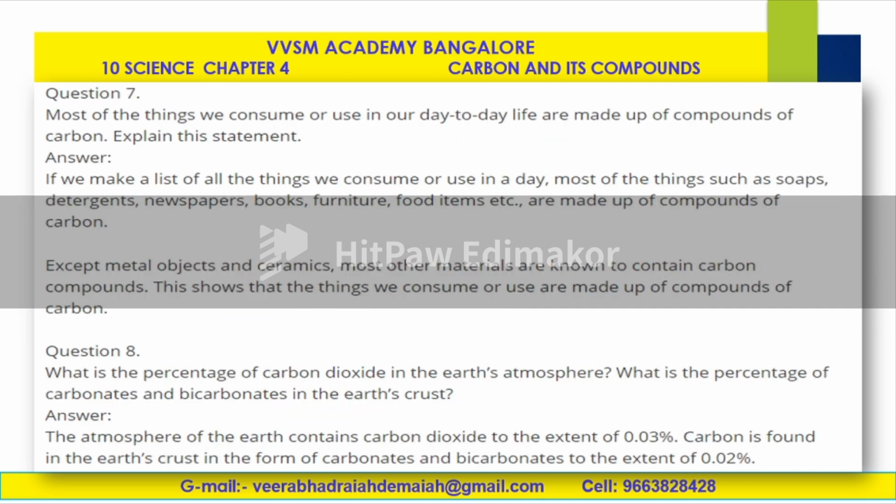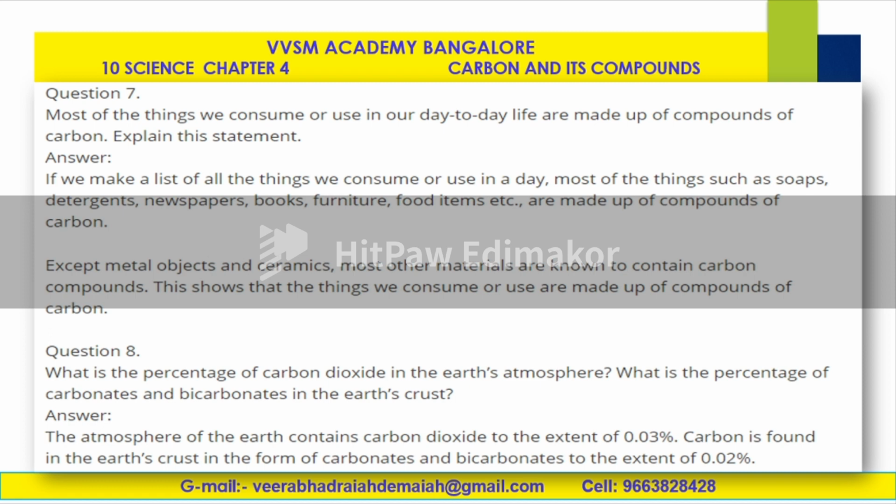Question number 7. Most of the things we consume or use in our day to day life are made up of compounds of carbon. Explain this statement. If we make a list of all the things we consume or use in our day to day life, most of the things such as soaps, detergents, newspapers, books, furniture, food items, etc., are all made up of compounds of carbon, except metal objects and ceramics. Most other materials are known to contain carbon compounds. This shows that the things we consume or use are made up of compounds of carbon.